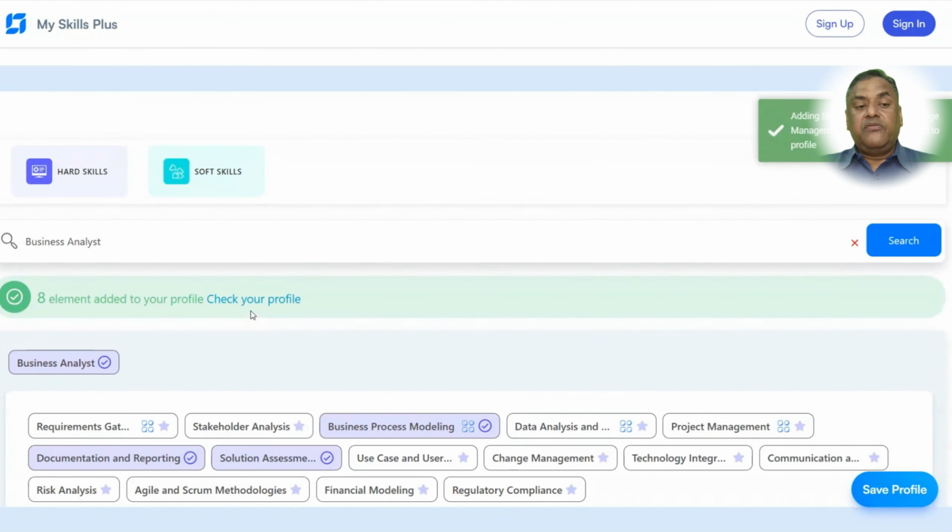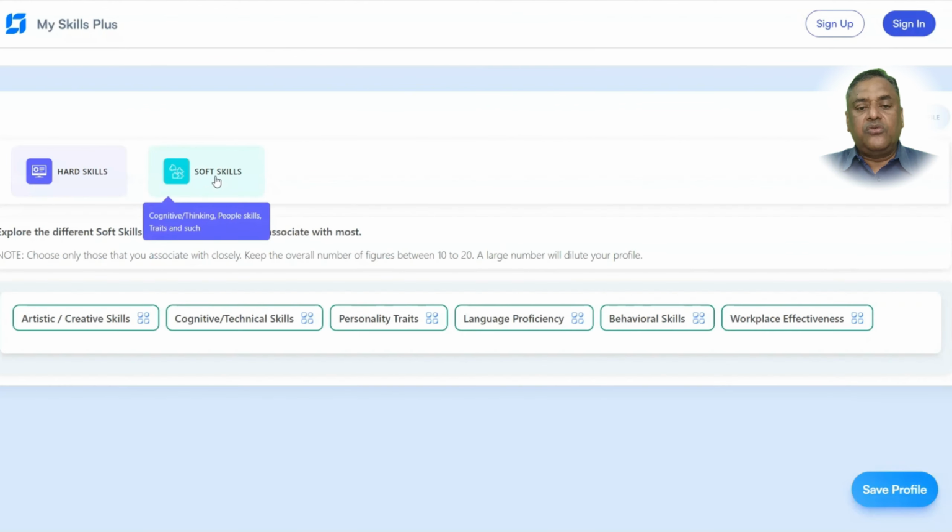So this completes our coverage of the hard skills. So what have we done? We have understood the various skills required for a business analyst. Then we have also given our own assessment of the skills we have and the proficiencies we have in those skills. Then we are now moving on to the soft skills, which is very important in today's world.